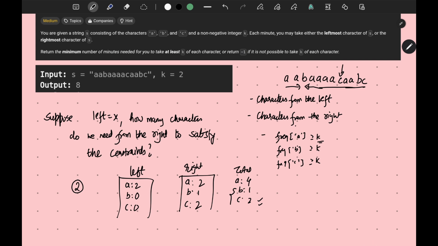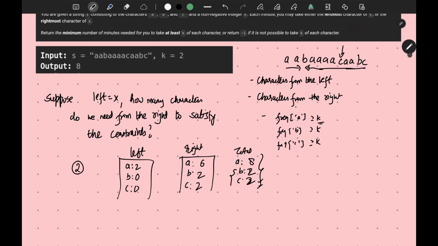So after taking all of these characters from the right, how many characters would we have? We would have 6 A's, we would have 2 C's, and we would have 2 B's. And now for all these characters the constraint is satisfied. So that means if we take 2 characters from the left, then we need to take 6 plus 4, which is 10 characters from the right. So we need to take 10 characters from the right.